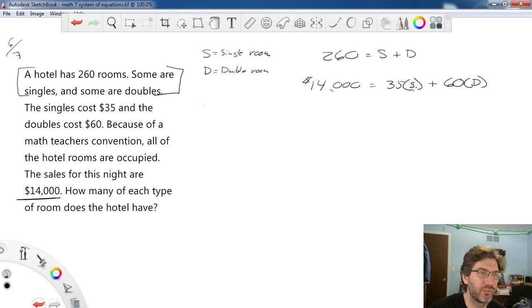So here, if we have one single room, it would be 1 times 35. And one double room would be 1 times 60. Then the total price would be your 60 plus 35. Here, we don't know how many single rooms we have. We don't know how many double rooms we have, so we just use the variables for them. Any questions on where those came from?